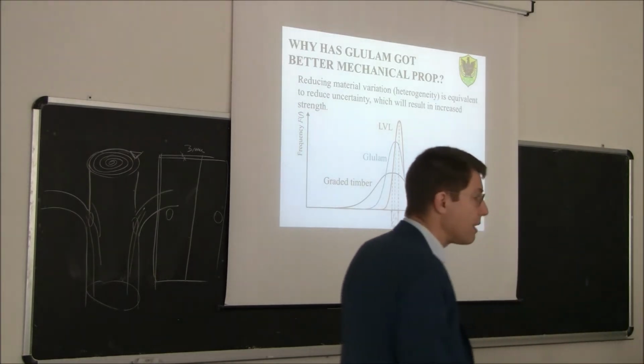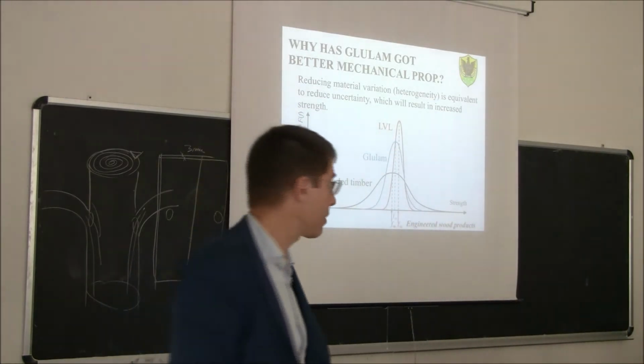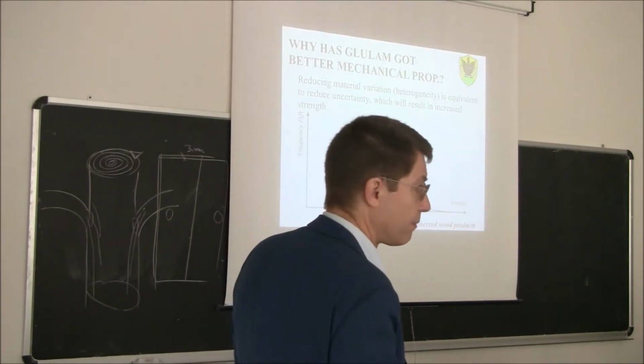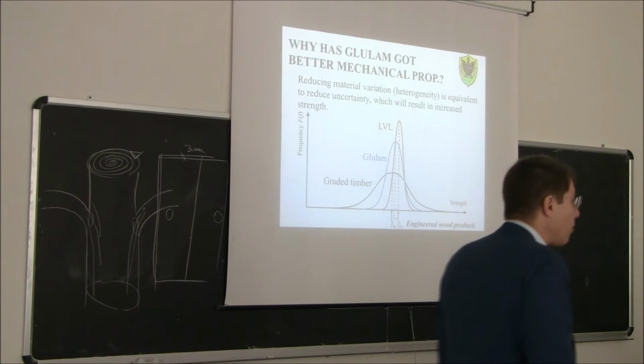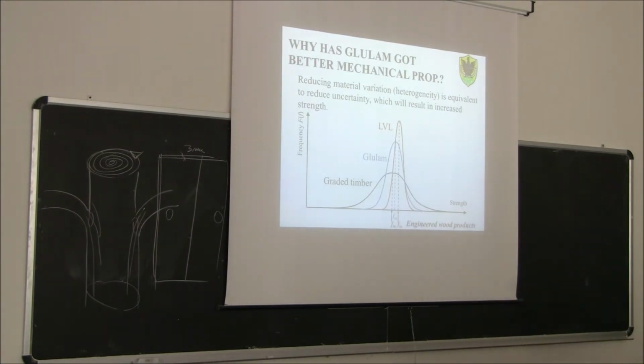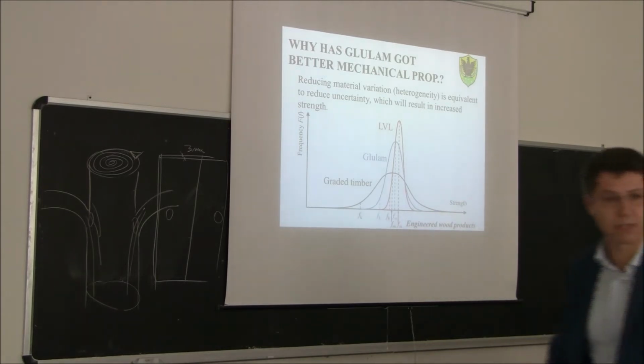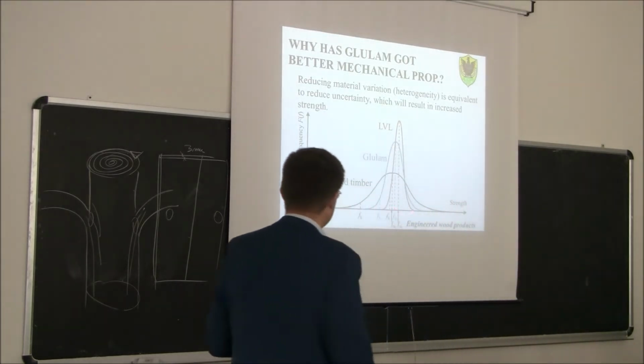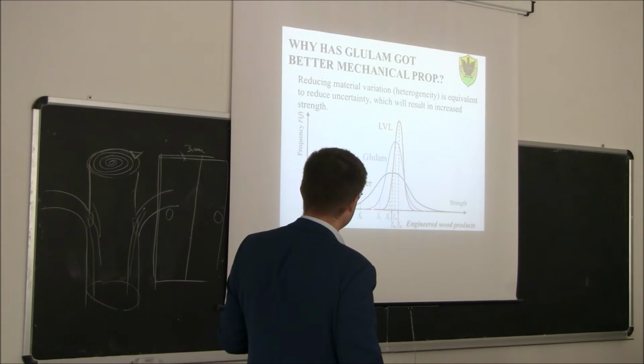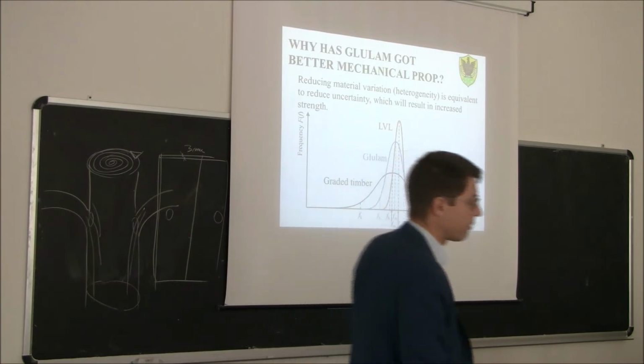Interestingly, if you compare the mean value of strength in these three cases, as you can see, the mean value of strength is almost the same. So, on average, sawn timber, glulam, and LVL have more or less the same strength. Well, LVL is a bit higher, but not a lot. But of course, since the curve is narrower, the standard deviation is smaller, and therefore the characteristic strength is completely different. So the characteristic strength of LVL is significantly larger than the characteristic strength of glulam, and the characteristic strength of glulam is significantly larger than the characteristic strength of graded timber.